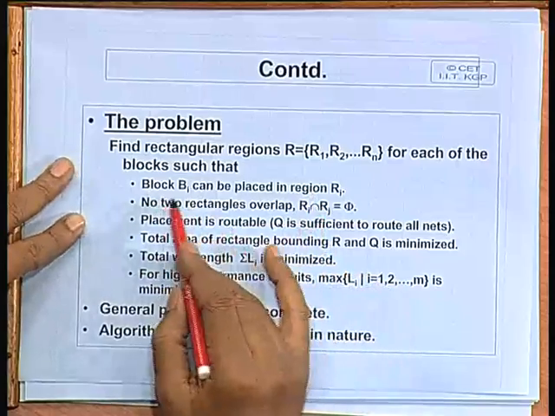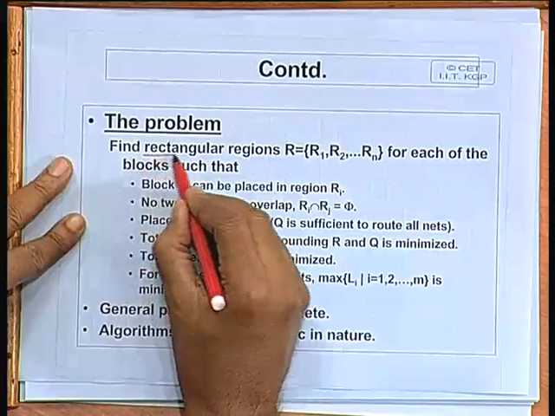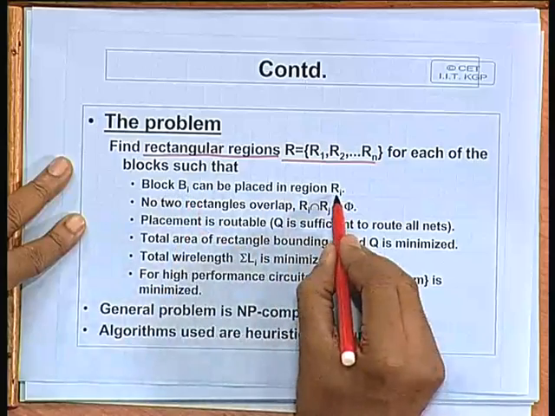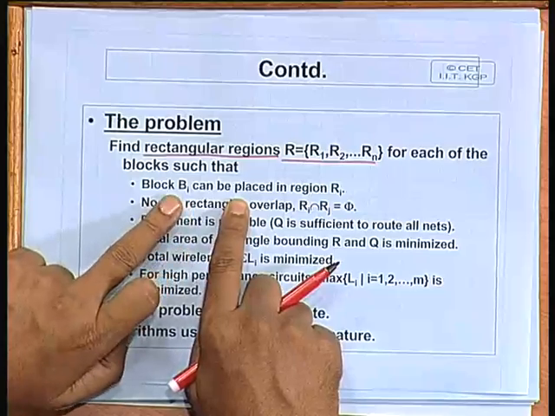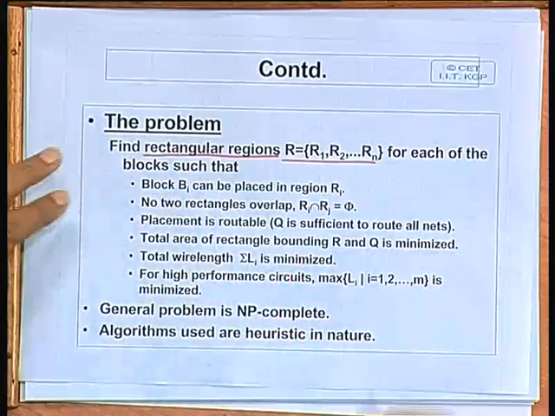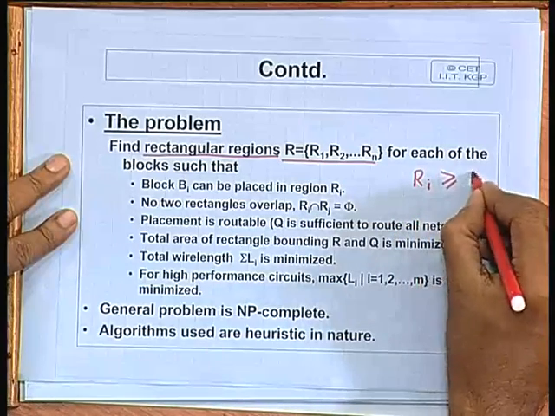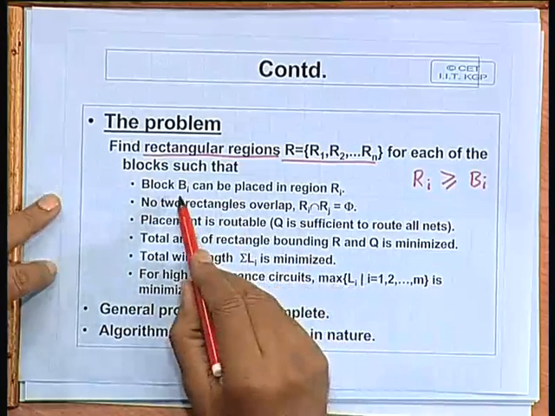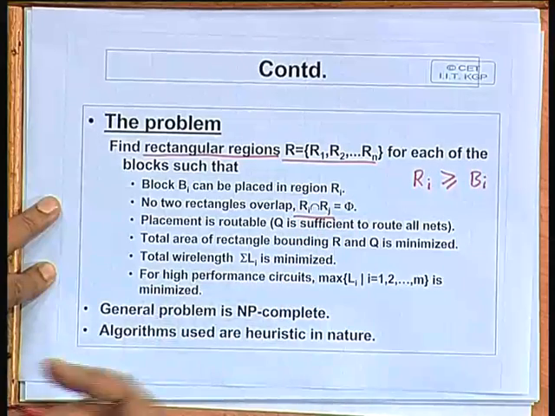Well, the placement problem is, well, the blocks B1, B2 through Bn are given. The placement problem says that you find rectangular regions R1, R2 to Rn such that a block can be placed into a region. Now, the size of the region may not exactly match with the size of a block, because you may not be able to fit exactly. Well, what you really require is that Ri should be greater than or equal to the size of Bi. This Ri can be bigger than Bi also, you can place it there. So, block Bi can be placed in region Ri. No two such rectangular regions will overlap, obviously.